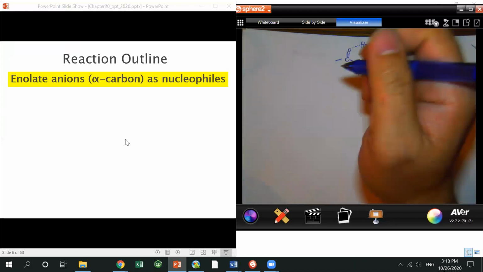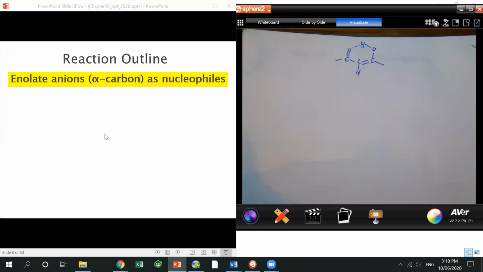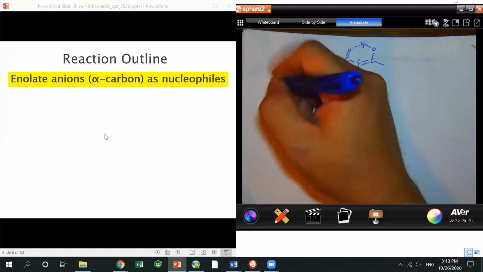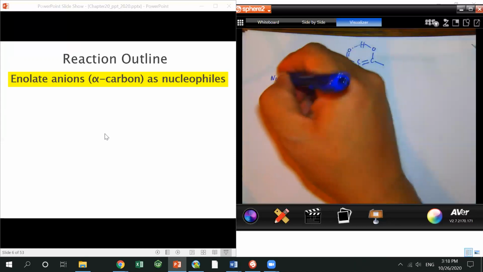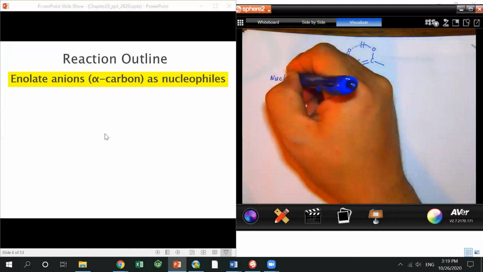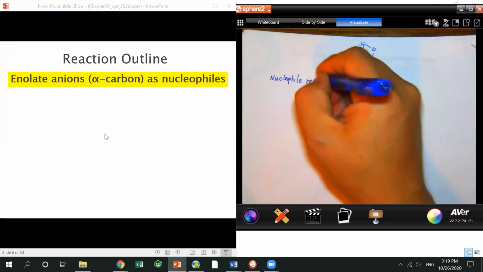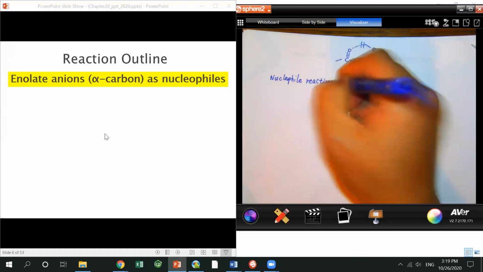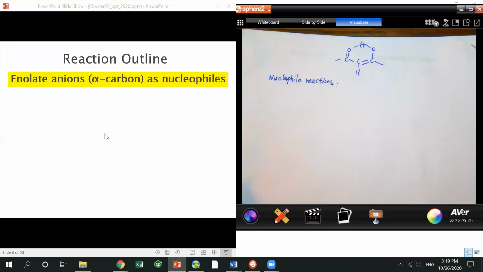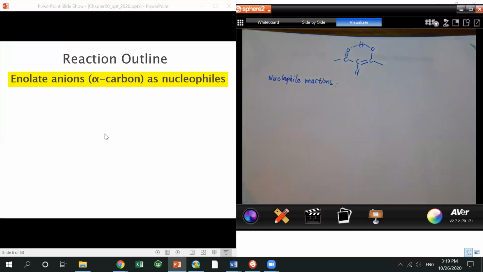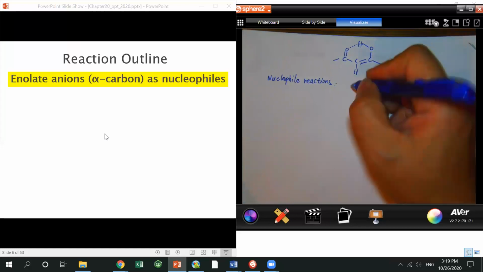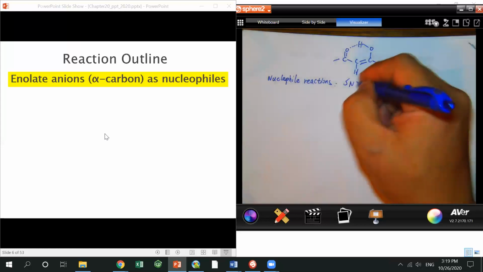Can anyone tell me what reactions we learned so far that involve a nucleophile? Please type in the chat window. Any reaction we learned so far that involves a nucleophile. That's correct, SN2. Any other?